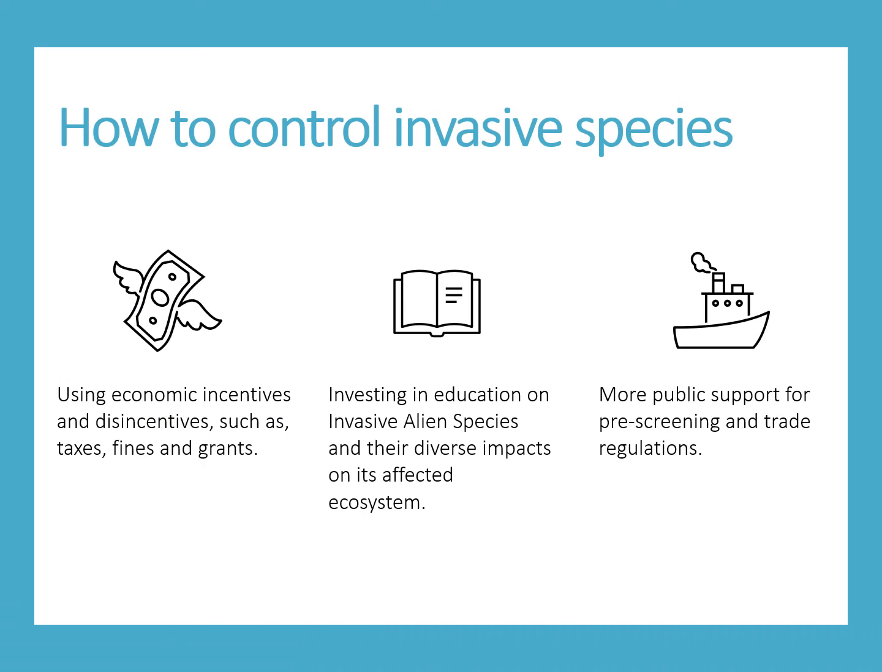There are several measures taken to control invasive species. The first measure is to use economic incentives and disincentives such as taxes, fines, and grants. The second is to invest in education on invasive alien species and the diverse impacts on its affected ecosystem. And the third one is more public support for pre-screening and trade regulations.